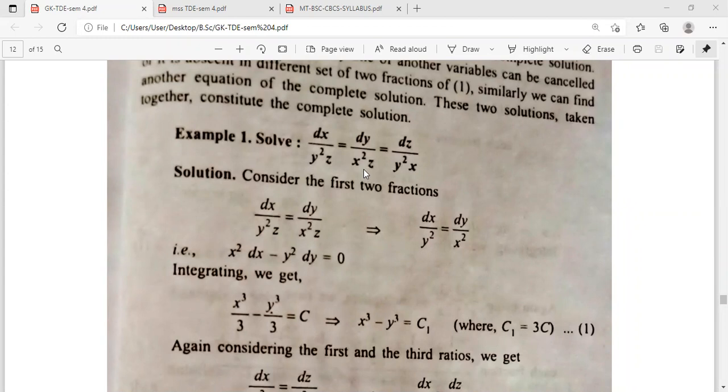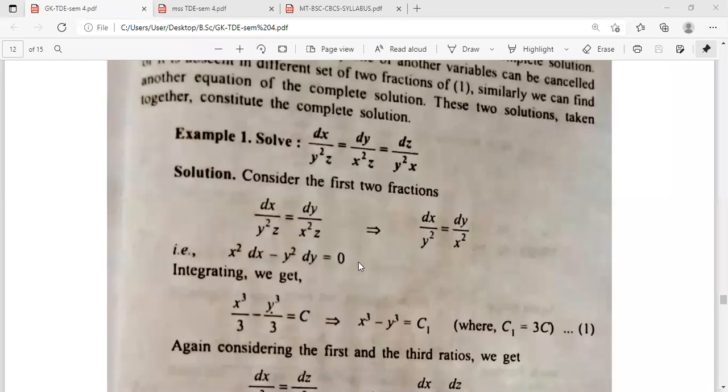If it involves dy, dz, y, z, you can solve, but here an extra x is there. The x square and x cancel, and you get the x remaining. That's why you are taking 1, 2, and then 1, 3. If you take 1, 2, how much are you going to get here? dx by y square z. The z gets cancelled, giving dx by y square equal to the other side.